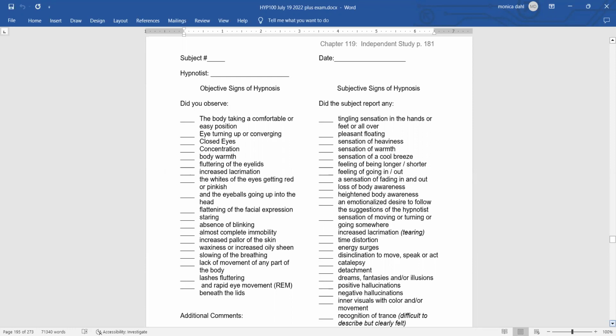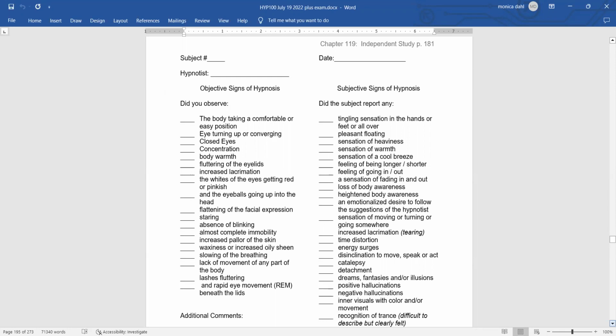If you're holding a person's hand, and that's done in some of the inductions, body warmth. Is the body getting warmer? Notice if there are fluttering in the eyelids once the eyes are closed. You may notice increased lacrimation, which is tearing because the lacrimal glands are relaxing. The whites of the eyes may be getting red or pinkish. This is before the eyes close. Or when you have a person doing fractionation and the eyes are opening and closing, you can notice changes in the whites of the eyes.